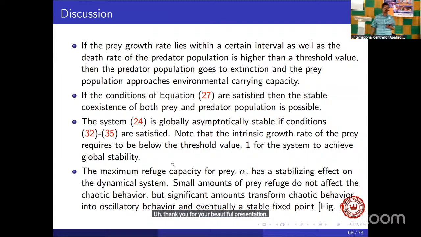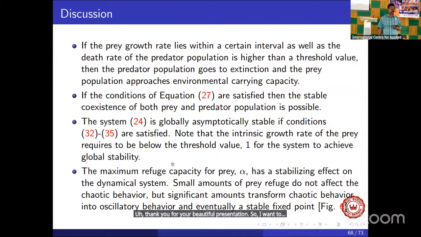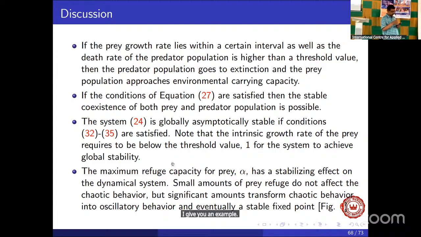So, I want to ask, you mentioned that discrete models are suitable for populations with no overlapping generations. What do you mean by no overlapping generations? Let me give you an example, it will give you a little result.